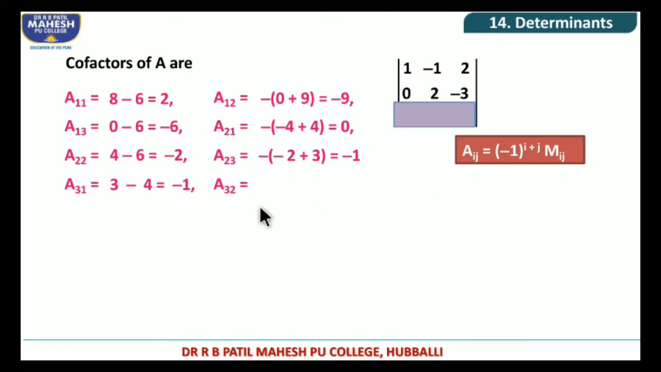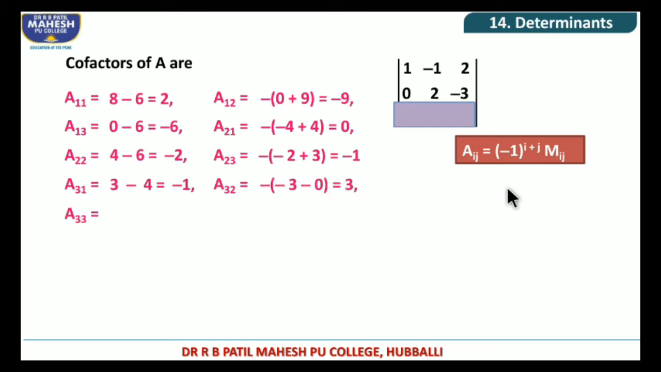Next A32, the cofactor. So for that one here we have the sign minus, and the remaining determinant by deleting the third row and second column, we have 1 into minus 3 is minus 3, minus 0 into 2 is 0, so minus 3 is there and minus sign already is there, so minus of minus 3 becomes plus 3.